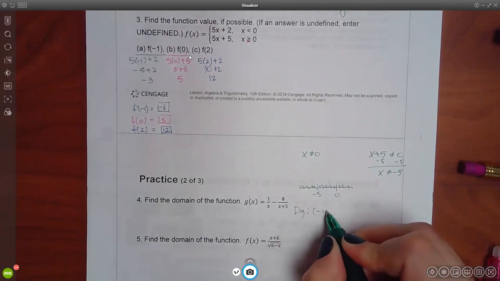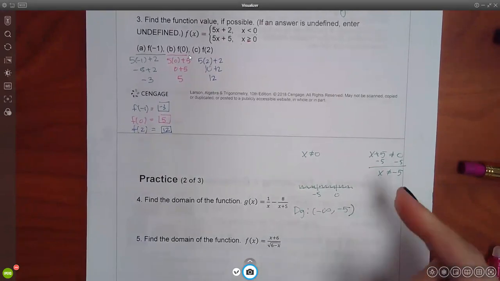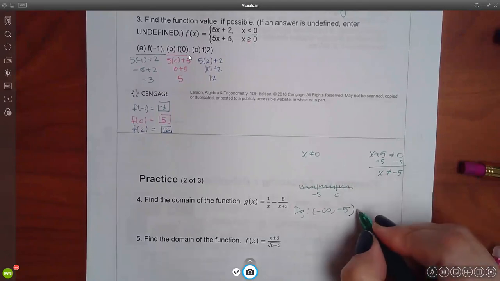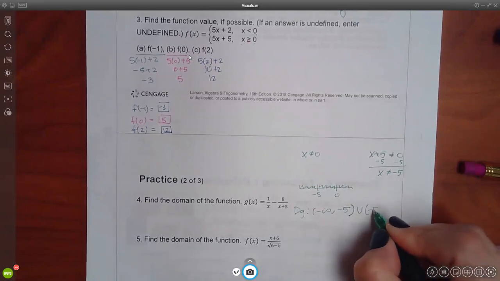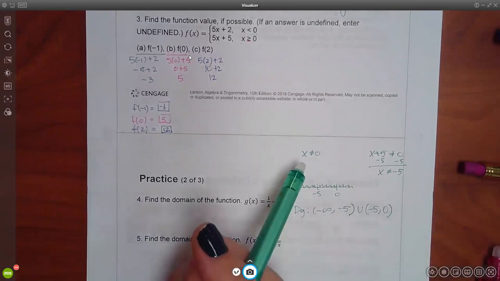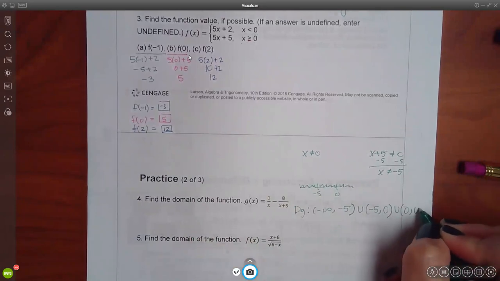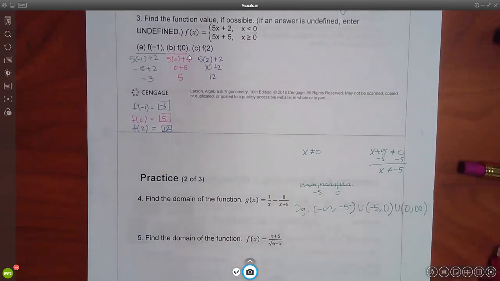You write negative infinity to negative 5. Don't put a bracket because it cannot equal negative 5. Then negative 5 to 0. Again, no bracket because it cannot equal 0. And then 0 to infinity. All three pieces are there.